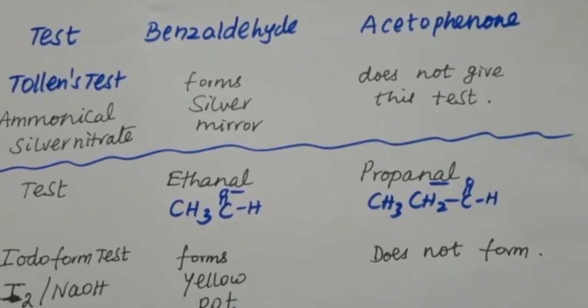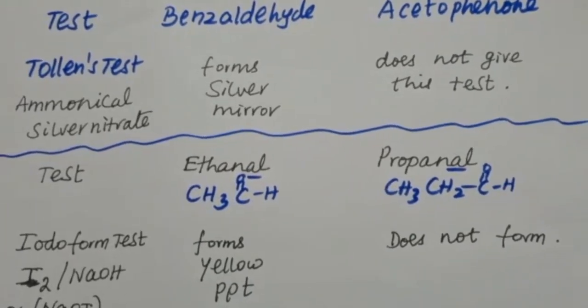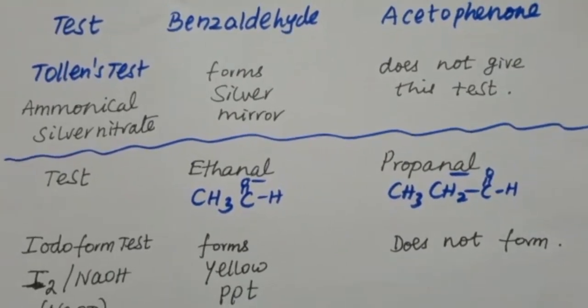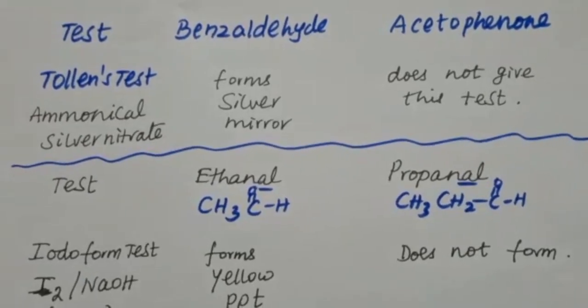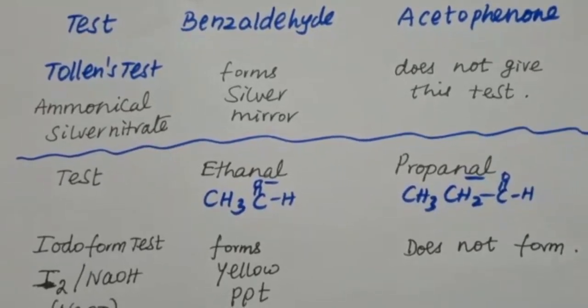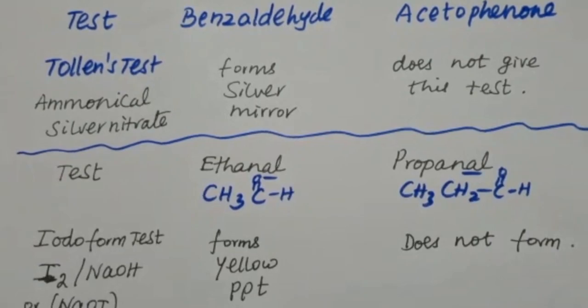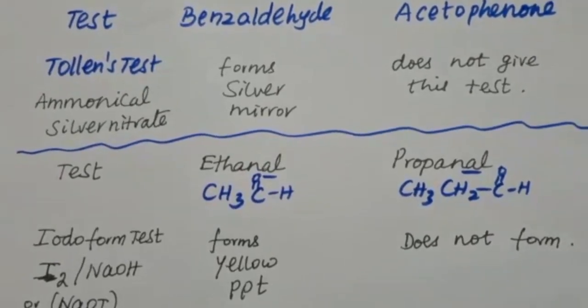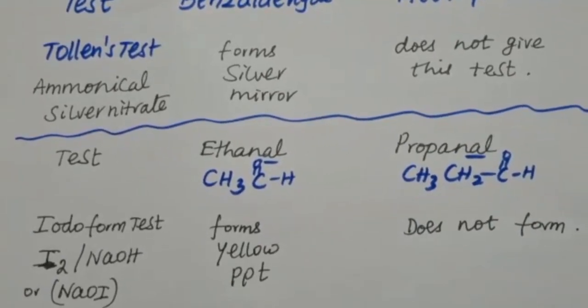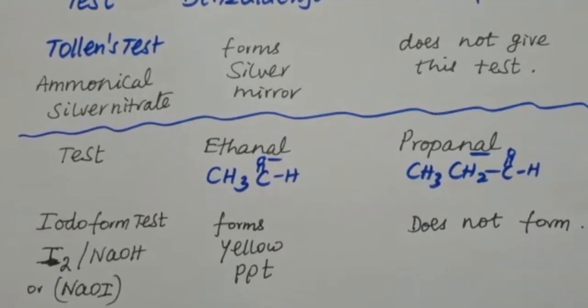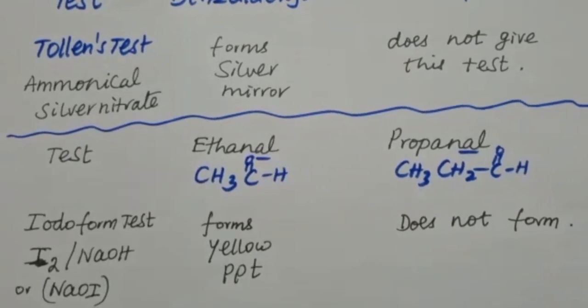The next question is ethanol and propanol. Here we can see both are alcohols, so we can't write Tollens or Fehling's, as neither will answer. While writing the chemical formula, we come to know that near the C-OH carbon, the neighboring group is CH3. So it will answer the iodoform test. Reagent is iodine and NaOH. So ethanol forms iodoform precipitate, whereas propanol does not form iodoform precipitate.